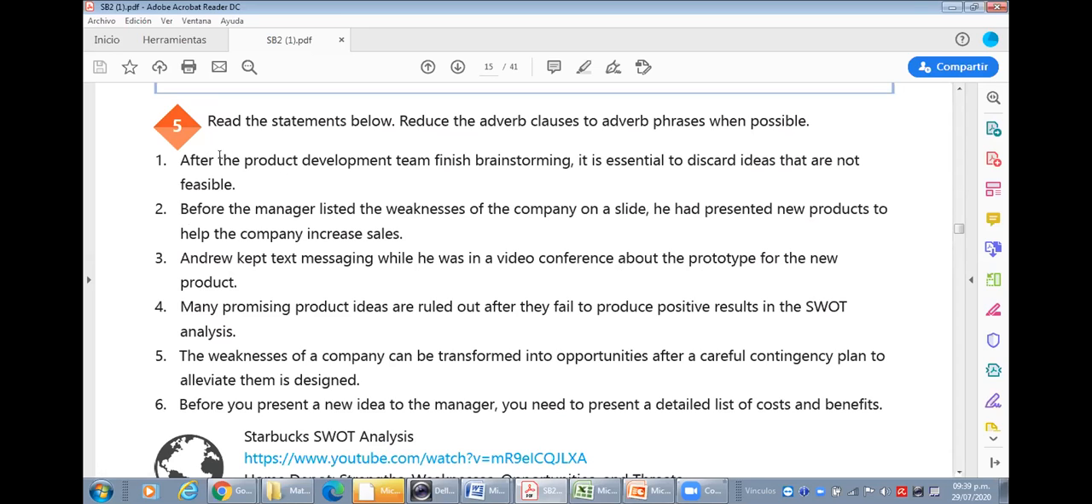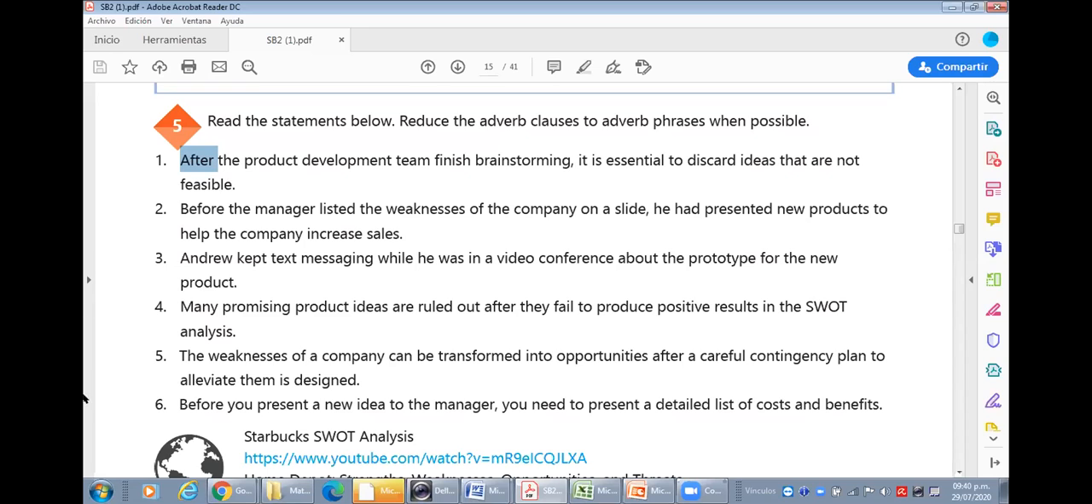So the subject here is it. The product development team. Oh, this is the subject. Yes, the product development. About the product. Are you sure it's the same? Yes, I'm sure because it. Okay, very good. So, how will it be the reduction? Finishing brainstorming. So we use after. After finishing brainstorming, the product development team. It is essential to discard ideas that are not feasible.